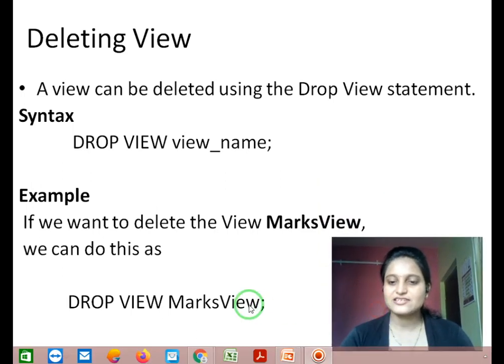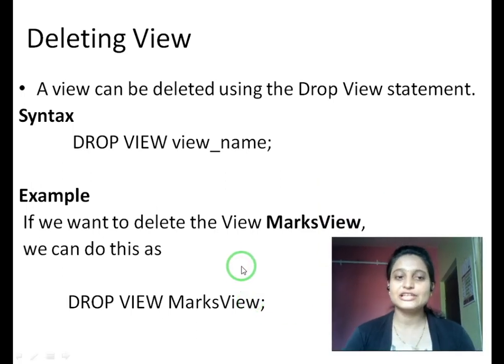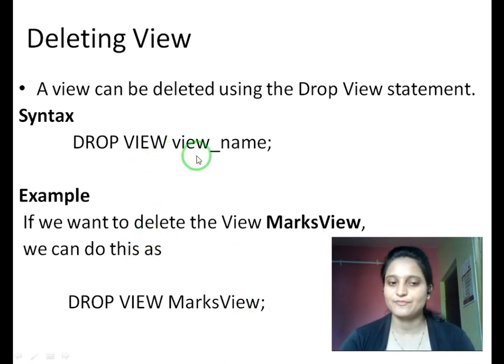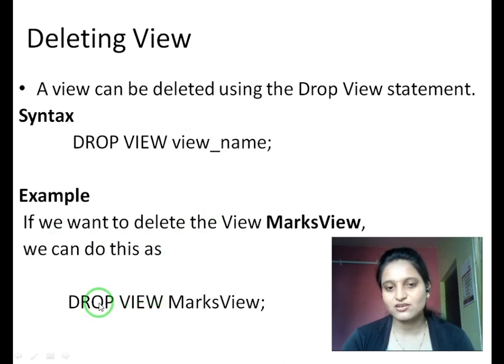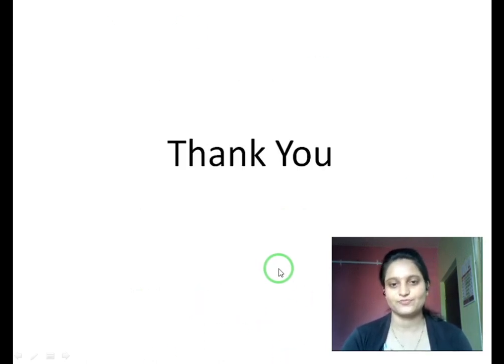Now the next DDL command for views, deleting a view. Just DROP VIEW and the view name. If I want to delete this marks_view, then I just execute the command DROP VIEW. This is the keyword and marks_view is the view name, semicolon. Executing this deletes all the structure and the tuples or data inside the view.